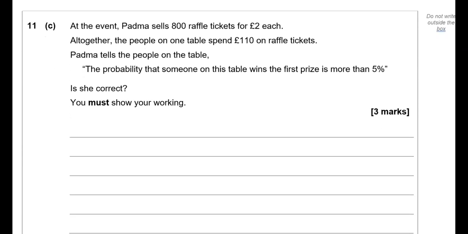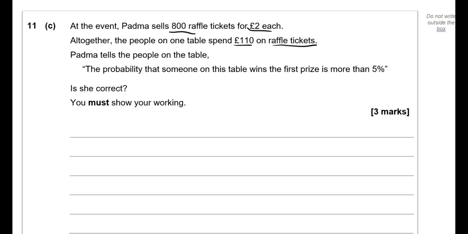At the event, Padma sells 800 raffle tickets for £2 each. Altogether, the people on one table spend £110 on raffle tickets. Padma tells the people on the table, the probability that someone on this table wins the first prize is more than 5%. Is she correct? You must show your working.